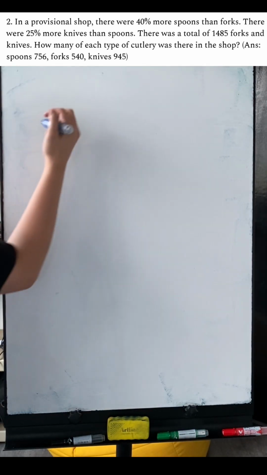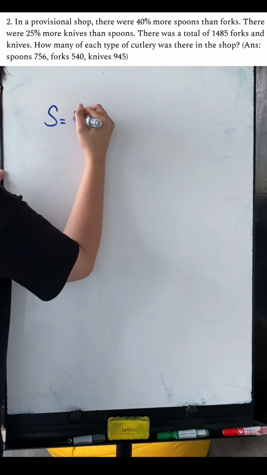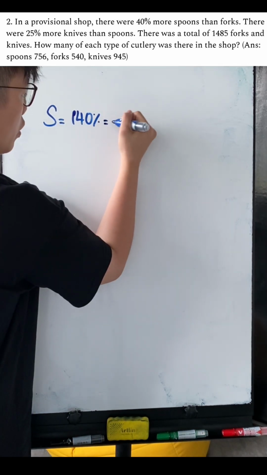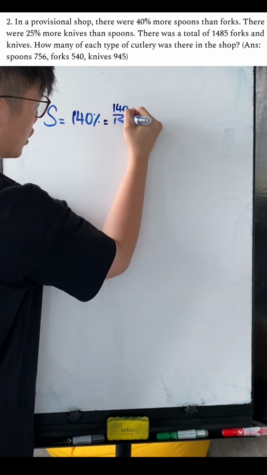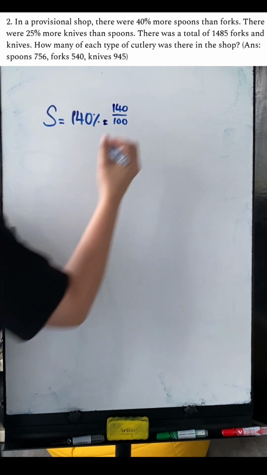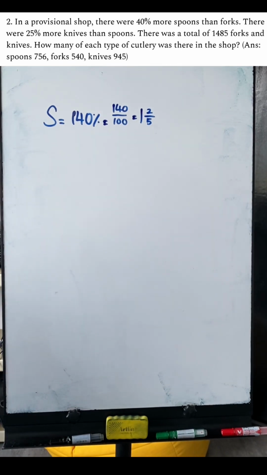So for spoons, we are going to say that spoon will be how many percent? 140%. Do you understand so far? What is 140%? I don't want to deal with percentages, I want to deal with fractions. So how do I change that into a fraction? I just simply do 140 over 100. Agree so far? What do I get from there? I'll get 1 2/5. That is for spoon. Am I making sense?